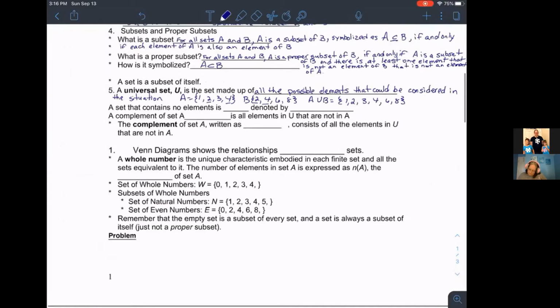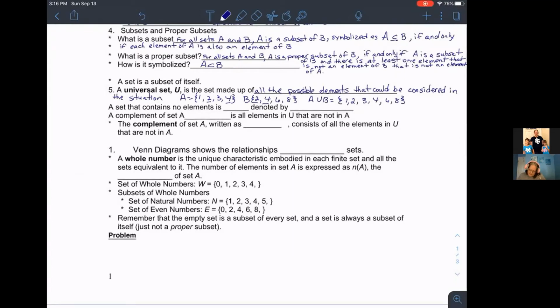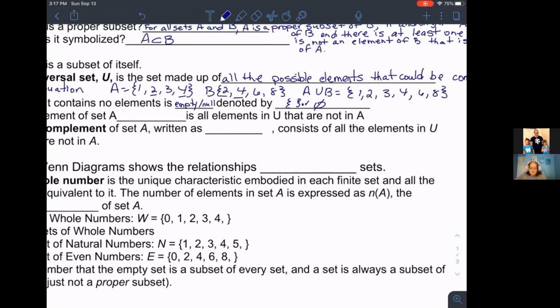A set that contains no elements is empty or null, and is denoted by either an open bracket or a 0 with a slash through it. Sorry, I'm writing kind of small.